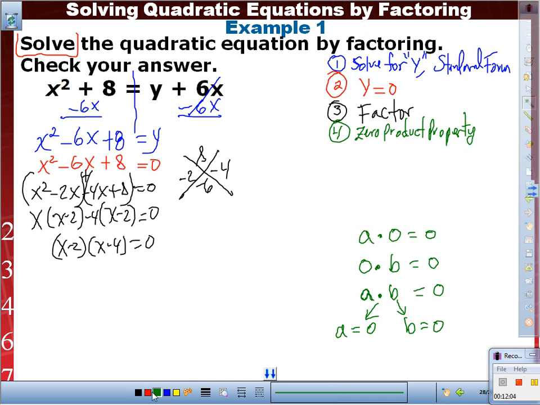Now check this out. What if I told you that the zero product property is here? Look at it. Do you guys see it? This times this equal to 0. Therefore, what would I write next? X minus 2 equal to 0. X minus 4 equal to 0, because A could be 0 or B could be 0. Does that make sense? All right? That's the zero product property.